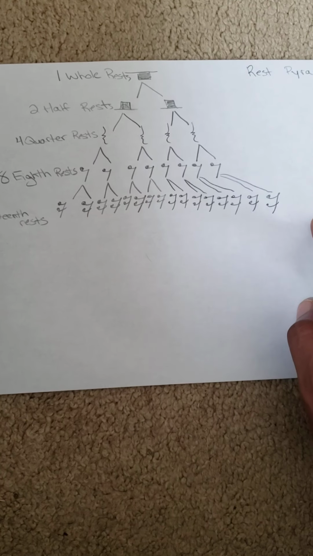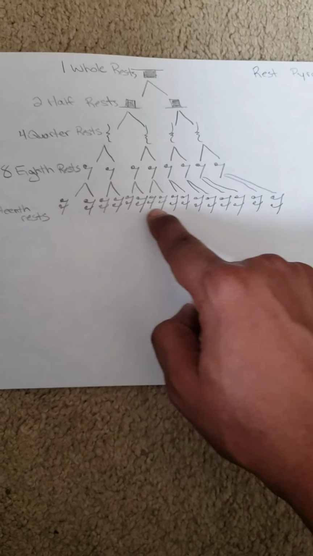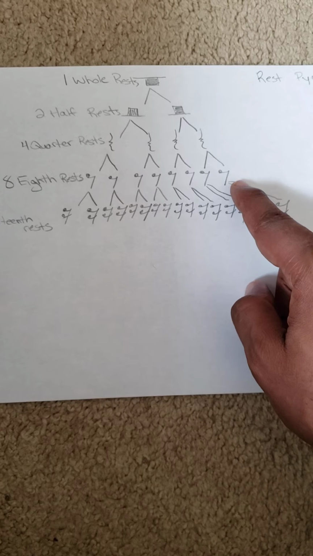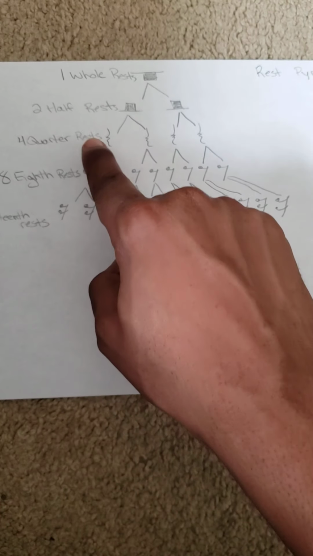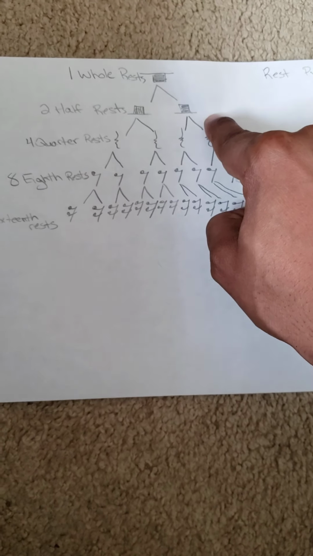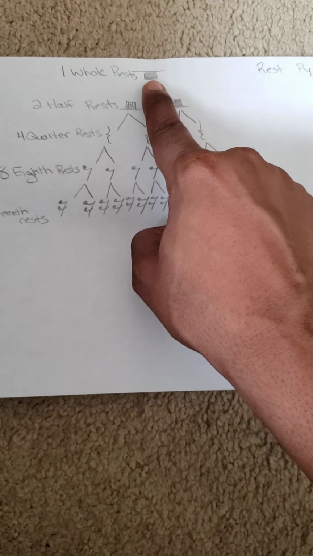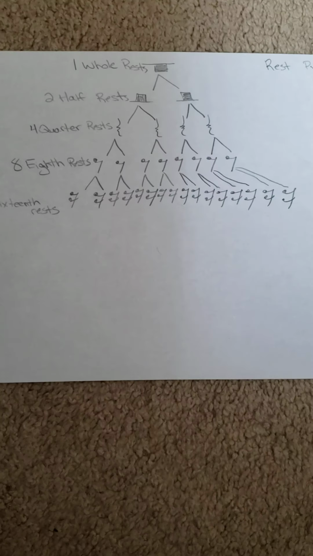I'm sorry, I said it wrong. Too many numbers. 16 16th rests, just like 16 16th notes, equals 4 beats. 8 eighth rests, just like 8 eighth notes, equals 4 beats. 4 quarter rests, just like 4 quarter notes, 4 beats. 2 half rests, like 2 half notes, 4 beats. 1 whole note is the same as this 1 whole rest, equaling 4 beats.